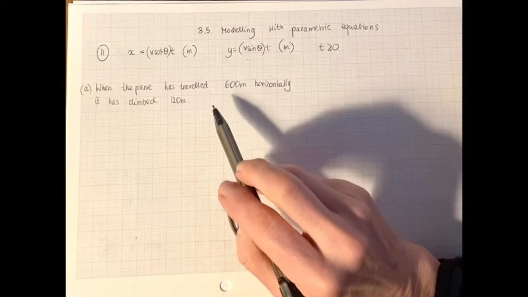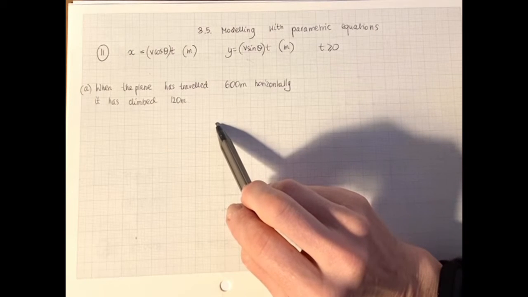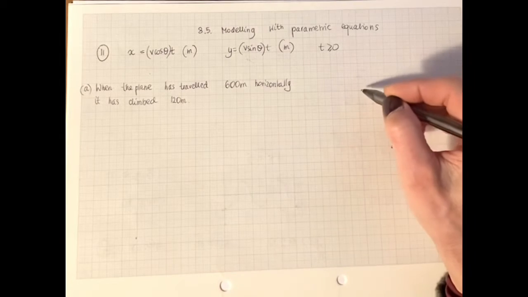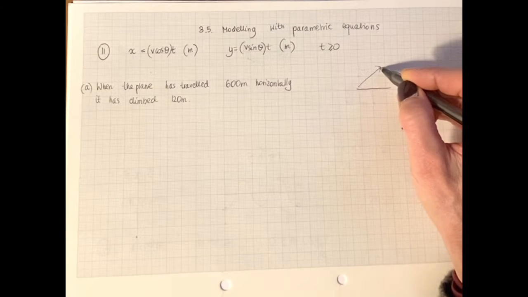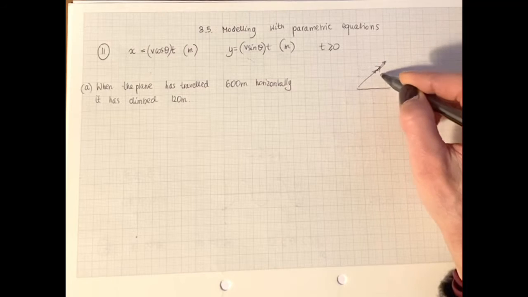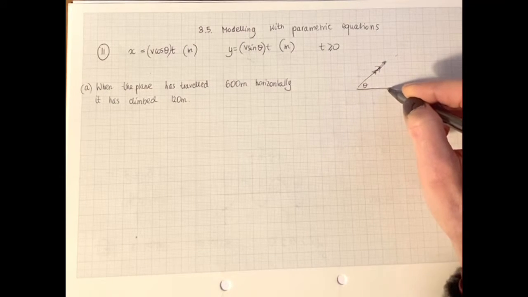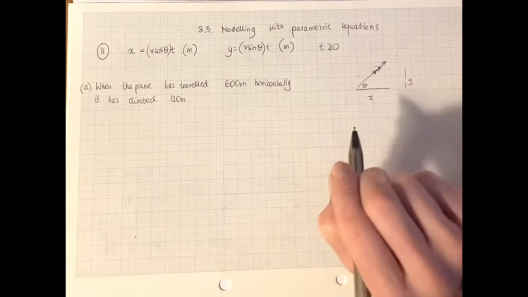So v is the speed of the plane, theta is the angle of elevation of its path, x is the horizontal distance travelled, and y is the vertical distance travelled. So if this is the plane taking off, can't really sketch the plane, there you go. That is theta, this is x, and this is going to be y direction.